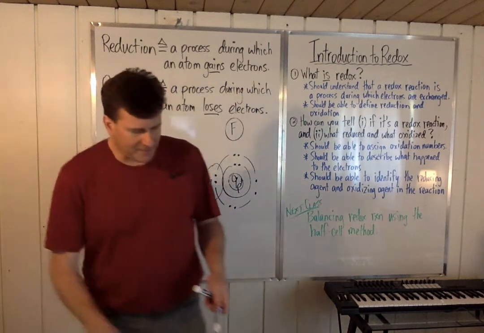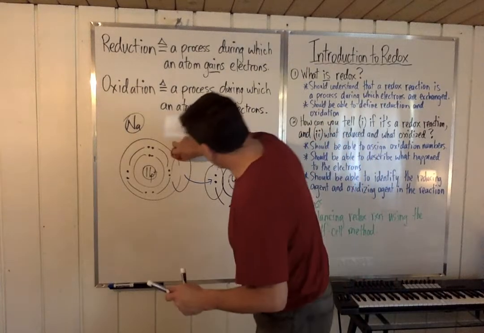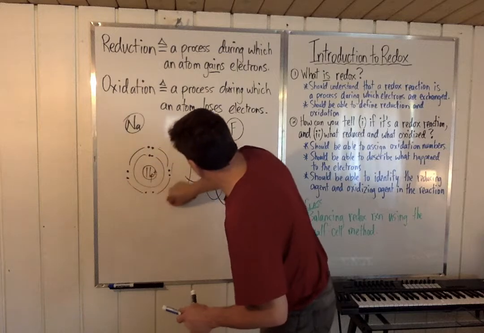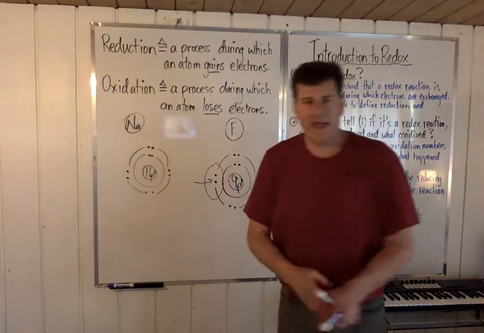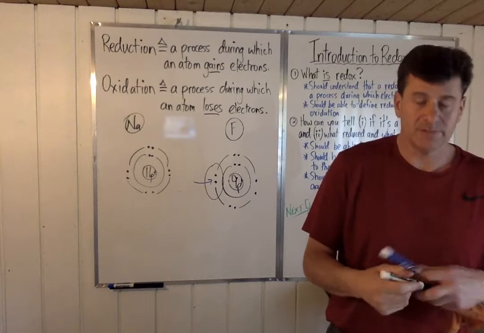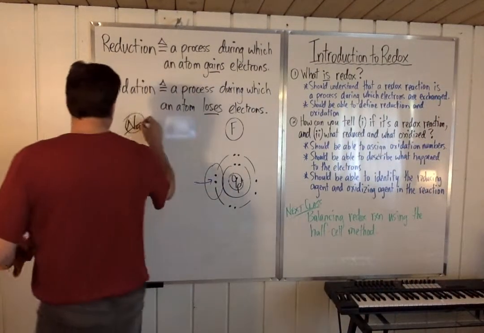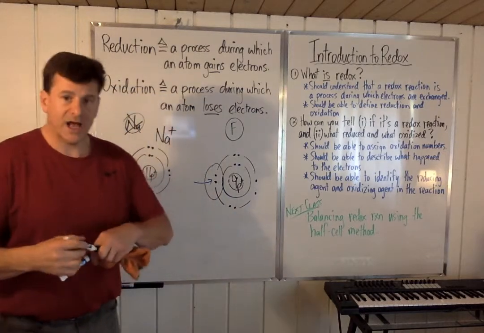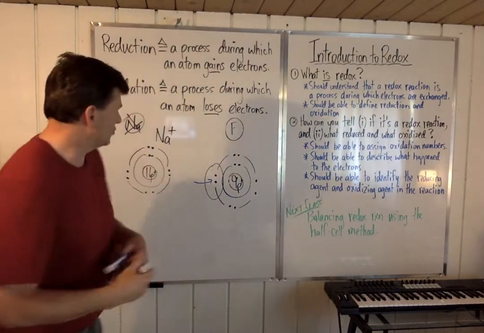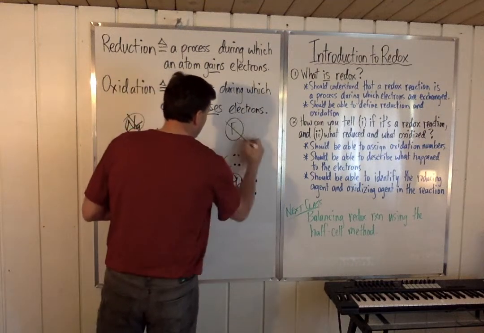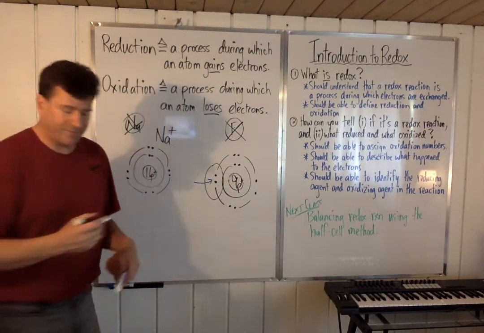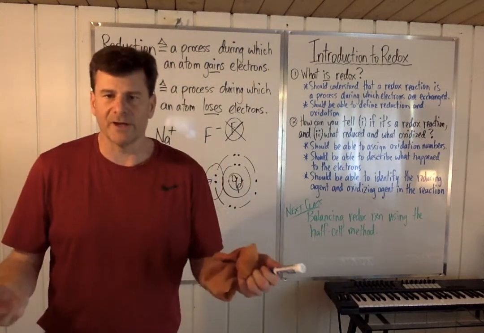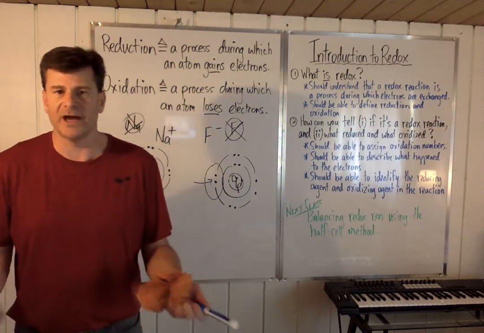And essentially what happens is this sodium then loses that third shell. And instead of being a sodium neutral atom anymore, it's now turned into a sodium +1. And because the fluorine picked up an extra electron, that's no longer a neutral atom of fluorine. That is now an F-. The two stick together and they make sodium fluoride. And so you get the formation of an ionic compound.